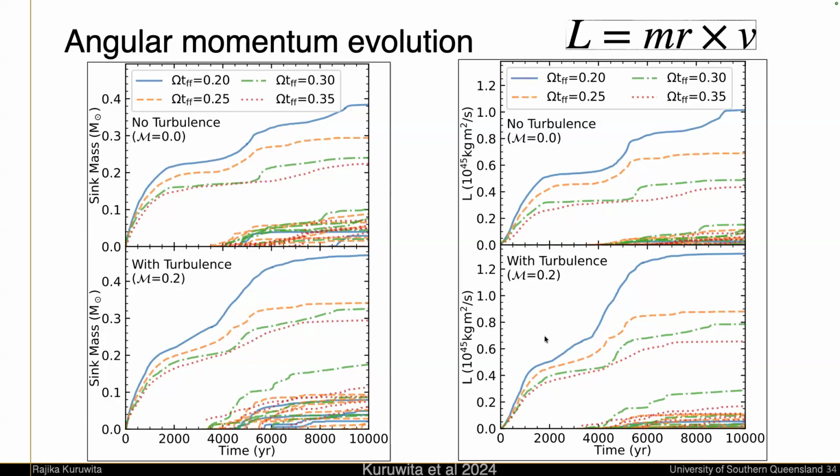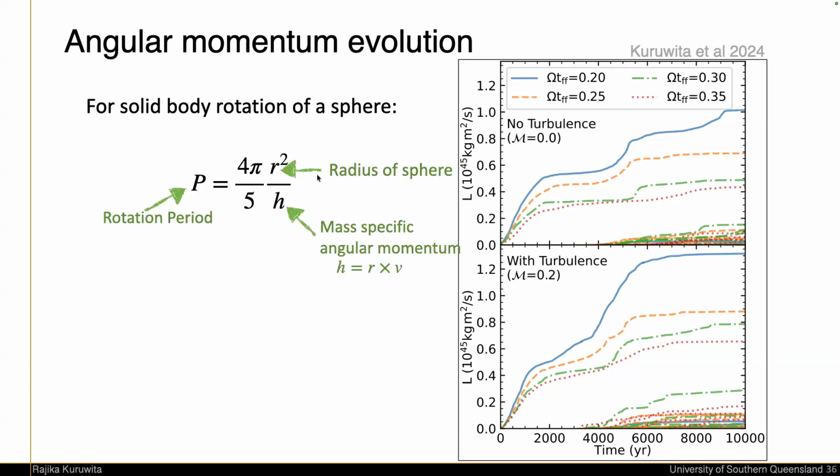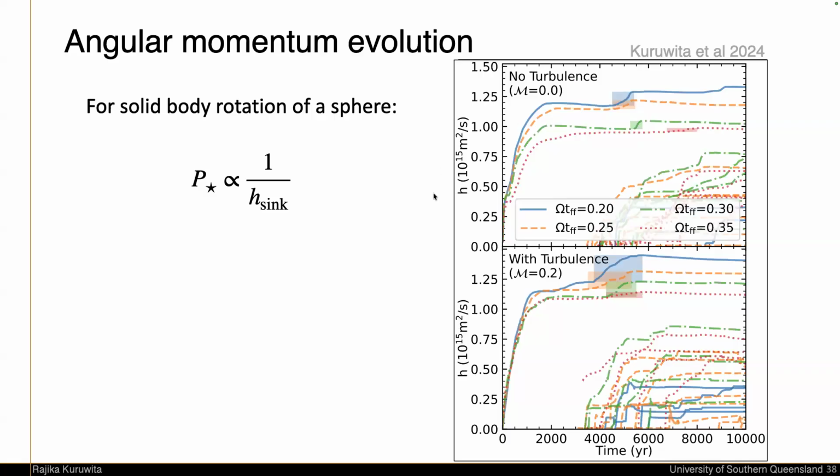So what we are interested in is the period of the star. And assuming solid body rotation, the period of a sphere is basically given by the radius of the sphere and the specific angular momentum, so it's just the r cross v. So what this tells us is that the period of the star is inversely proportional to the specific angular momentum of the sink particles. So if we plot that, we get this.